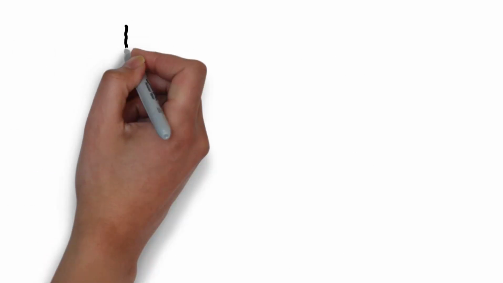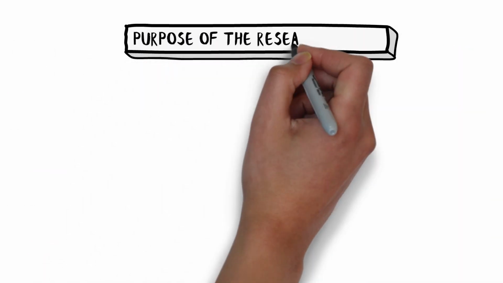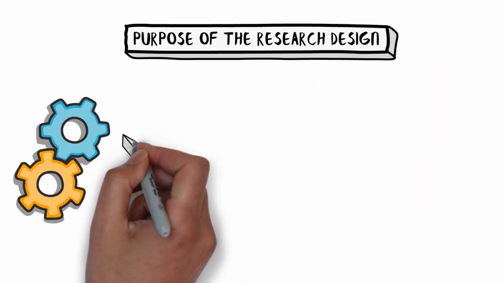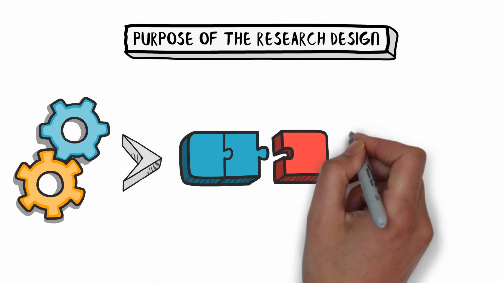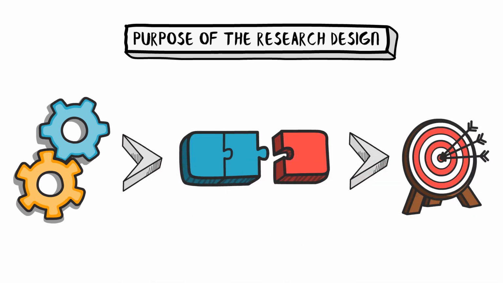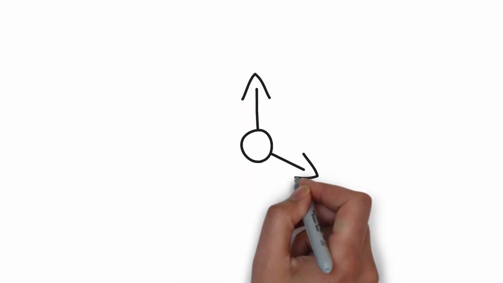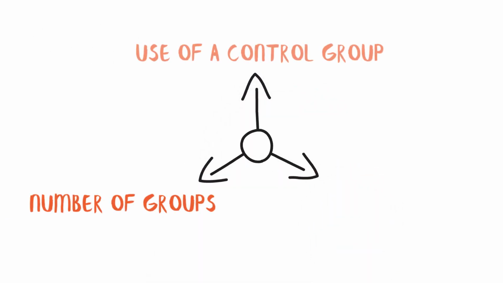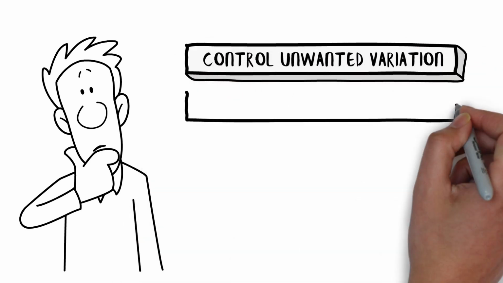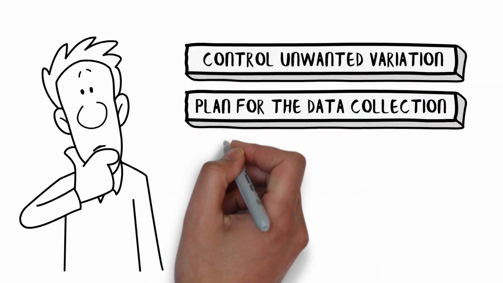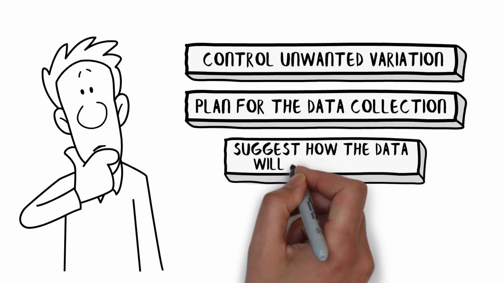The purpose of the research design refers to the overall strategy that is chosen to integrate the different aspects of a study into a logical and coherent method, ensuring it will effectively address the research problem. Some of the factors that you should consider when designing a research study are the number of groups, the use of a control group, and the use of a pretest. When the researcher is thinking about creating the research design, they want to control unwanted variation, create an outline or a plan for the data collection, and suggest how the data will be collected.